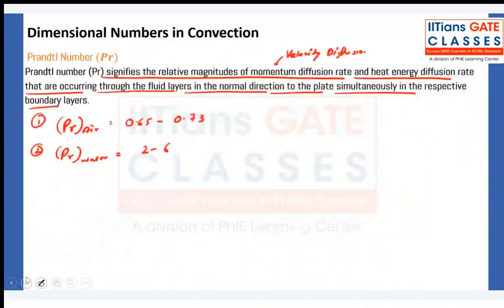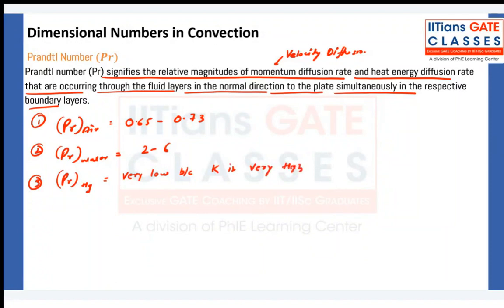Okay. And the third one is the Prandtl number of Hg. Liquid metal also, we call it liquid metal. It is very, very low, actually, because conductivity is very high for Hg compared to liquids.